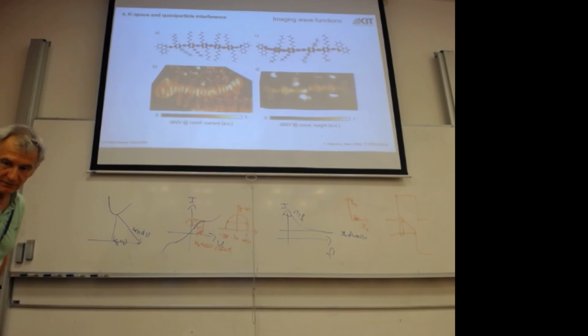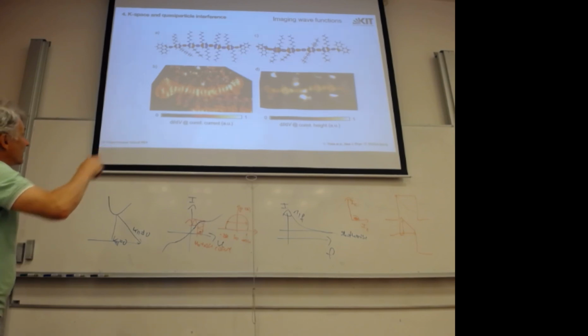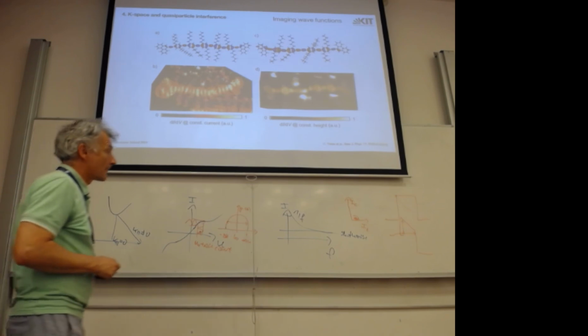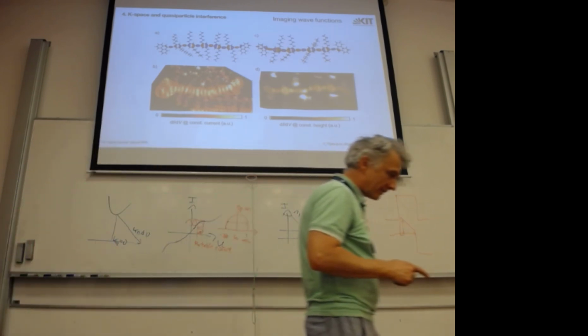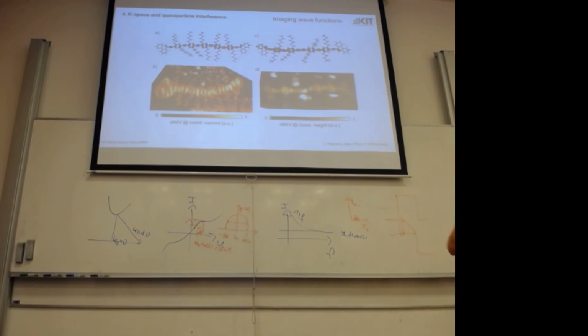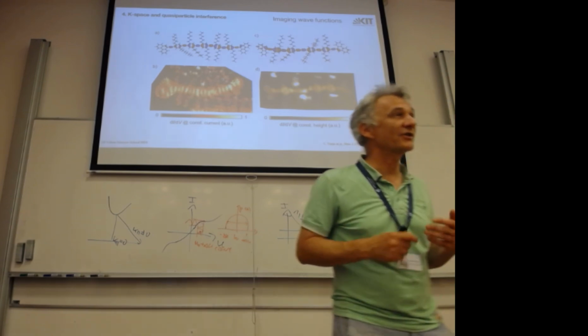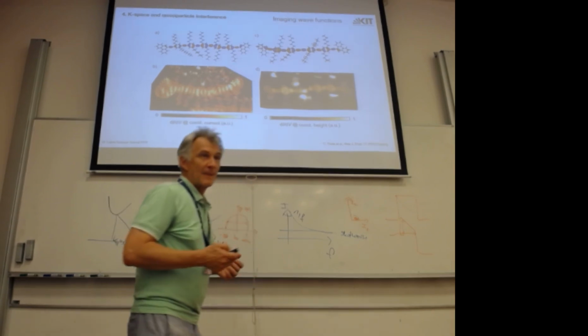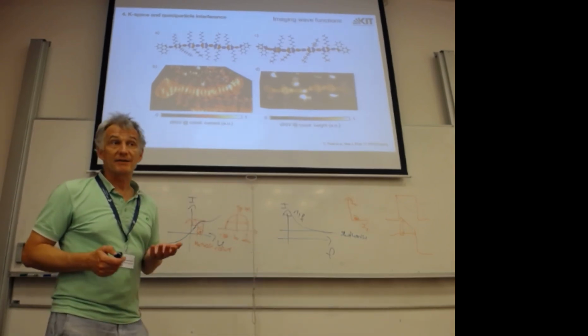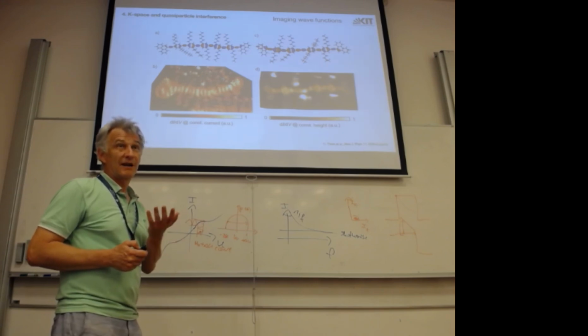One reminder is how to do the feedback. I said that you regulate the tip so that the current is constant. This means you put the tip at a distance such that the integral over all states between 0 and the bias voltage is a constant. And you want to map states. And this is a contradiction.